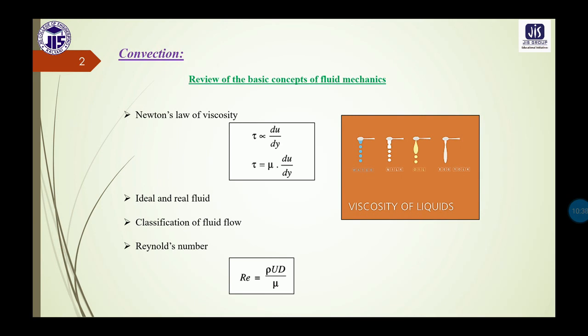Now there is a classification of the fluid: one is the ideal fluid and another is the real fluid. So what is this ideal fluid and real fluid? An ideal fluid is one which has no viscosity and surface tension and it is incompressible. But in reality, no such ideal fluid exists in nature. But fluids which have low viscosity, such as water and air, can be treated as ideal fluids under certain conditions.